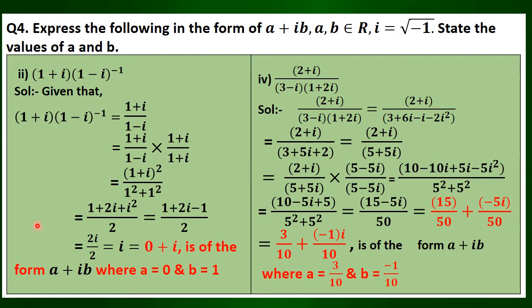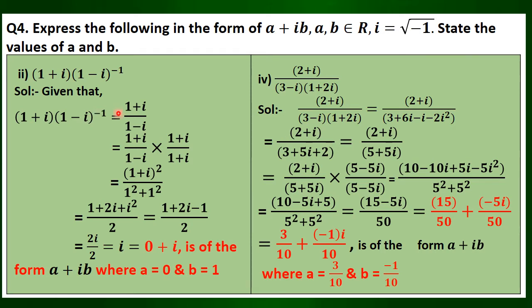Next one, question number 4. Express the following in the form of a plus ib, where a, b are real numbers and i is equal to root of minus 1. State the values of a and b. Now the second question I took, 1 plus i into 1 minus i inverse, that is 1 minus i whole raised to minus 1. Now 1 plus i into 1 minus i whole raised to minus 1 can be written as 1 plus i upon 1 minus i. Here the exponent is minus 1. If you take it to the denominator, the exponent will become positive.